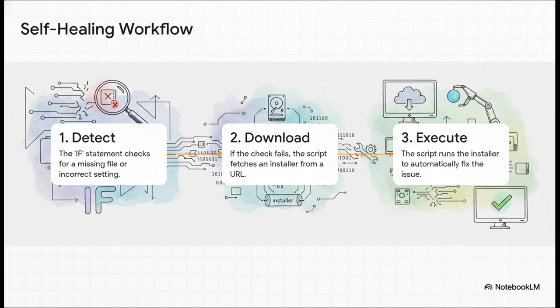First, your if statement detects a problem. Maybe a piece of software is missing. If that check fails, the script can then automatically go and download the right installer from a server. And finally, it executes that installer to fix the problem, bringing the machine back into compliance without a single person ever having to touch it.